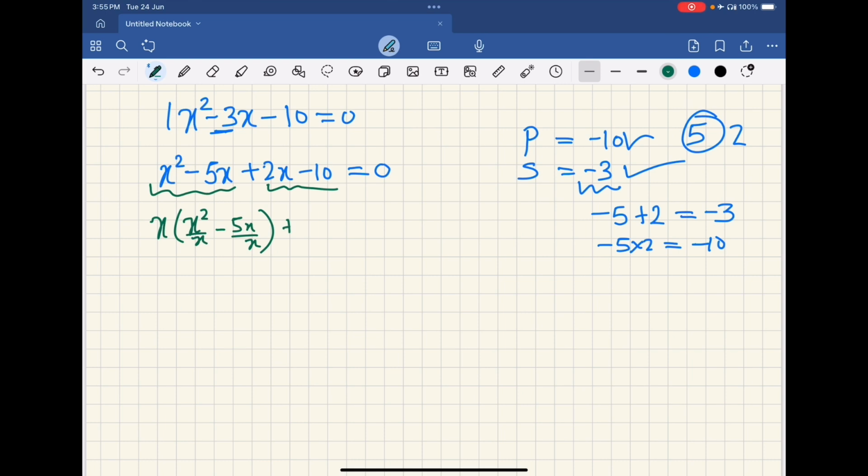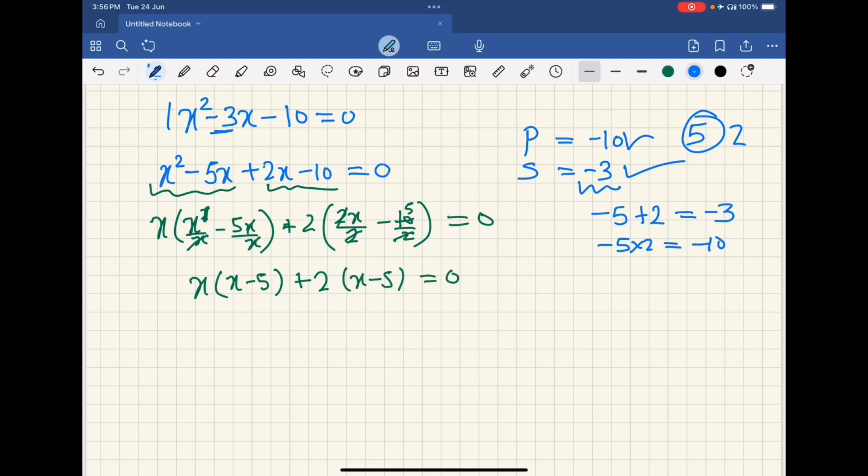Now let us do for this between 2 and 10. 2 is common, so take 2 common. So we are doing 2x divided by 2 minus 10 divided by 2. Now what will happen? This x will remove one power because 2 minus 1, so वो होगा, और यहाँ ये x इसको काट देगा, इधर 2 से 2 कटा और 10 divided by 2. So हमें क्या मिला? हमें मिल रहा है x into x minus 5 plus 2 into x minus 5 which is equal to 0. अब हमने क्या करना है? x minus 5 is common, so let us take x minus 5 common and we are left with x plus 2 which is equal to 0.